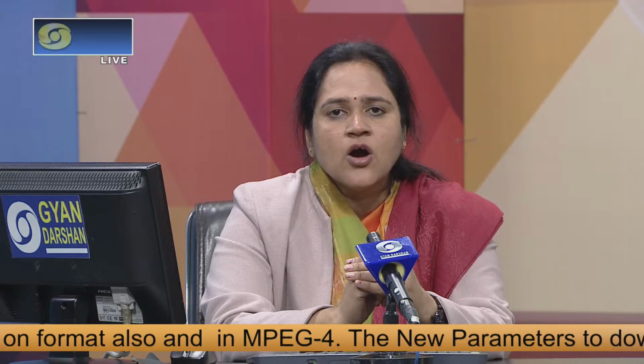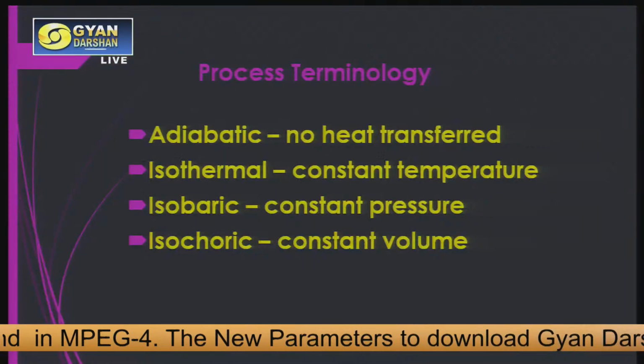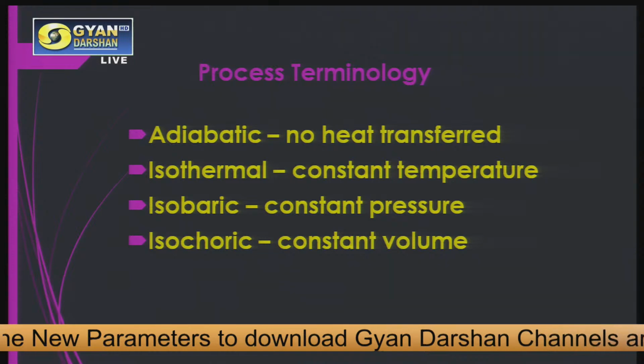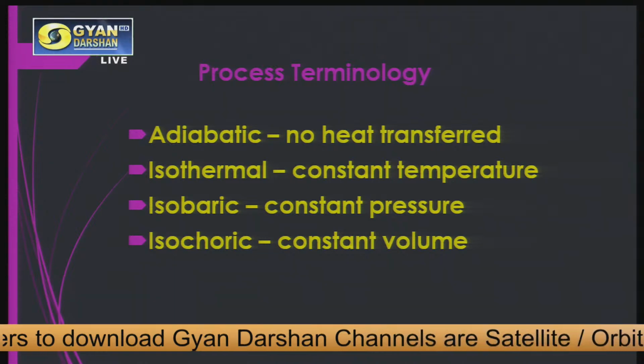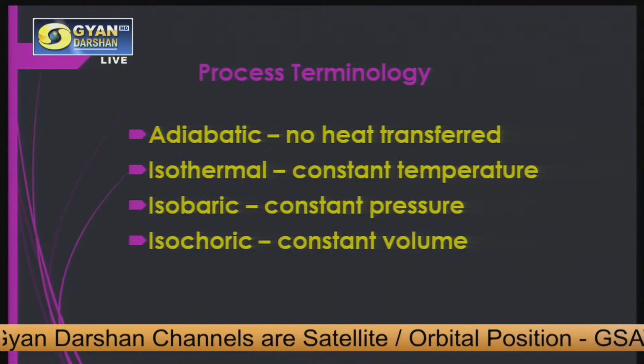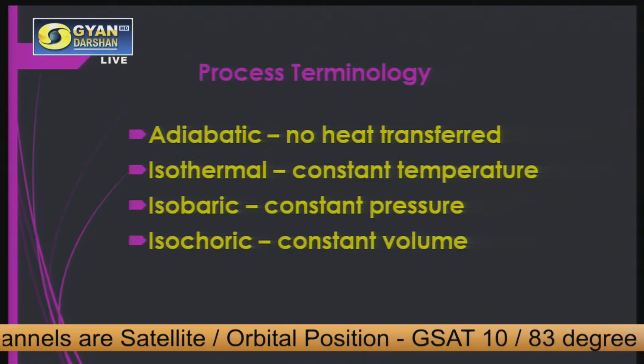Now depending upon this change in state, we can define various processes also. There are generally four kinds of process on the basis of which we define any system: isobaric process, isochoric process, isothermal process and adiabatic process. When we talk about the isochoric process, what happens in this process? It is a constant volume process. That means when the system is moving from state 1 to state 2, the volume will not change. This kind of process is known as the isochoric process.